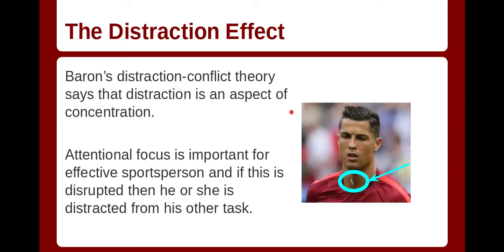So distraction effects. If we're thinking about the crowd, or if we're thinking about co-actors and distraction. Baron's distraction conflict theory says that distraction is an aspect of concentration, and attentional focus is important for an effective sports person. And if this is disrupted, he or she is distracted from the task. So if there's something there that's distracting, it might be a particular person in a crowd, that's going to impact performance and probably reduce performance. I think you can link it to some of the other theories that we've already talked about.